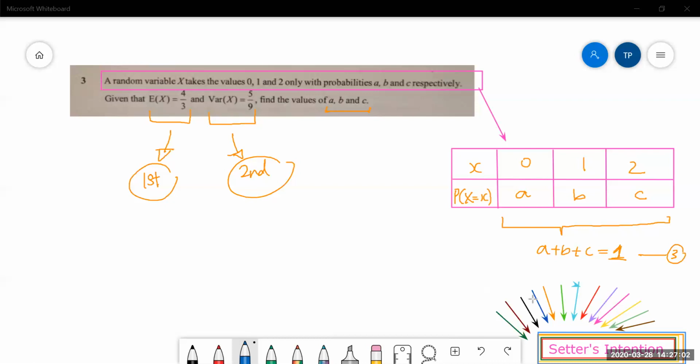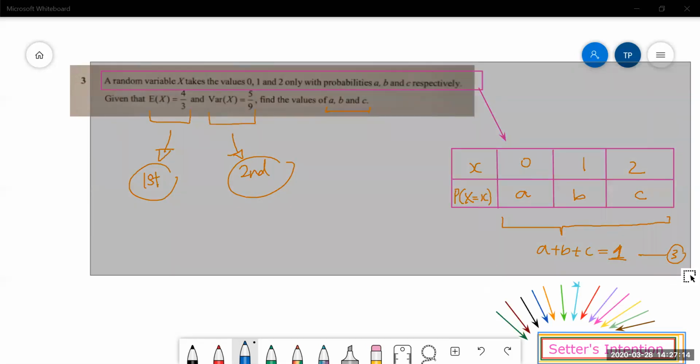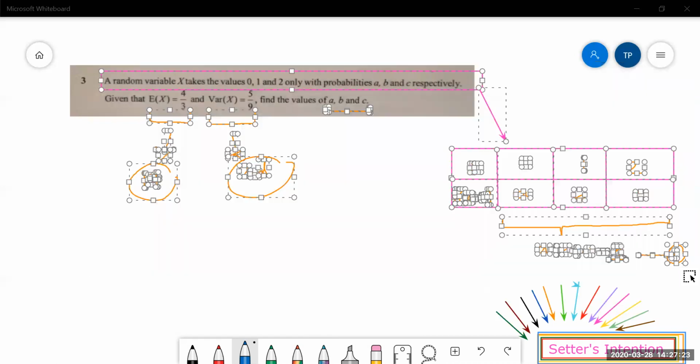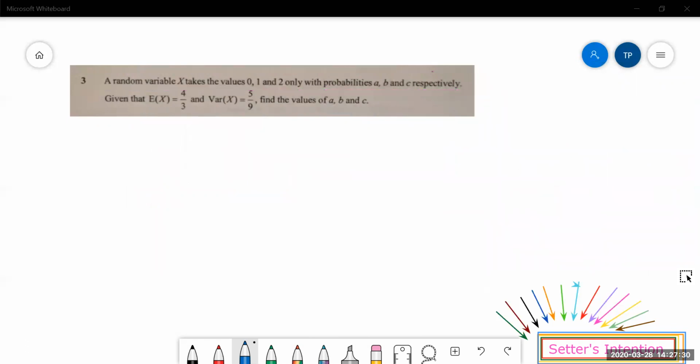Everything clear? Yep. So just by identifying the setter's intention, why did they give me three variables? Why did they give me three unknowns? Why did they give me two clues? Keep asking yourself why. Then you will get it. Because sometimes during an exam, 3 hours, you will just don't. Once you ask yourself why, you will get to your answer.